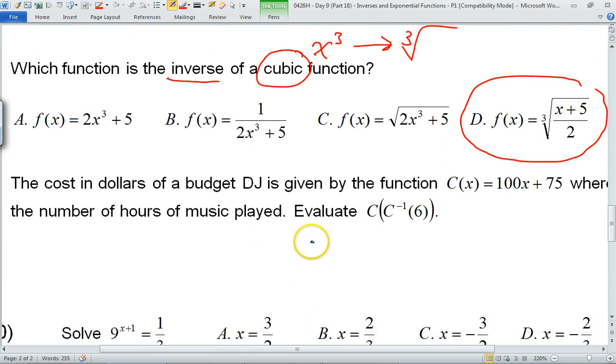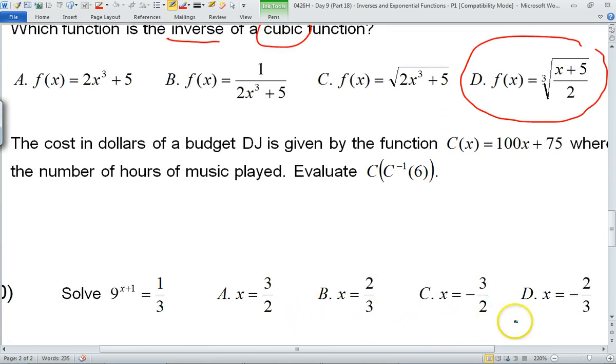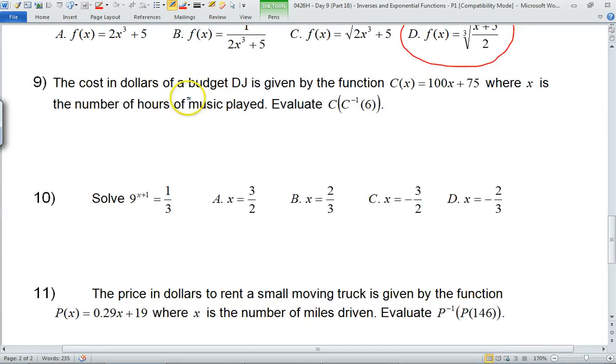Now, new information, yet so easy. The next problem will be the easiest problem on the EOCT. All right, we've got this whole story behind it. The cost in dollars of a budget DJ is given by the function C equals 100x plus 75, where x is the number of hours of music played. This is the key right here. I really could have answered the entire question just by looking at what I just circled, nothing else.